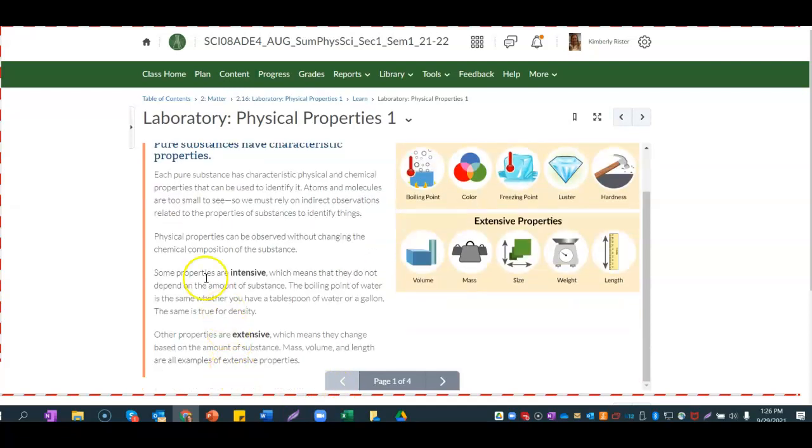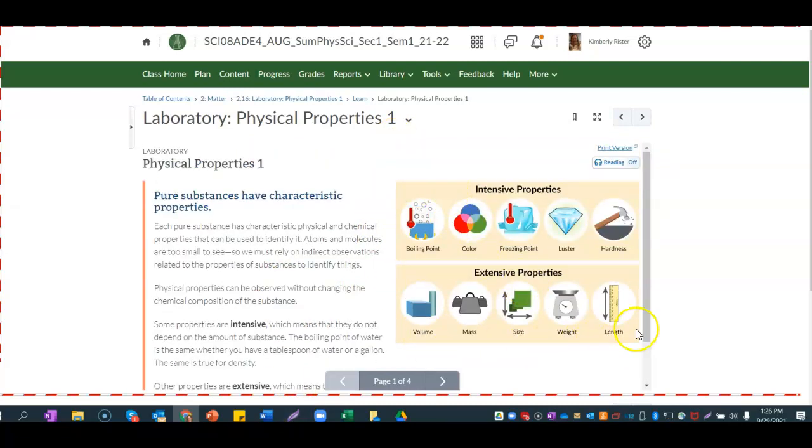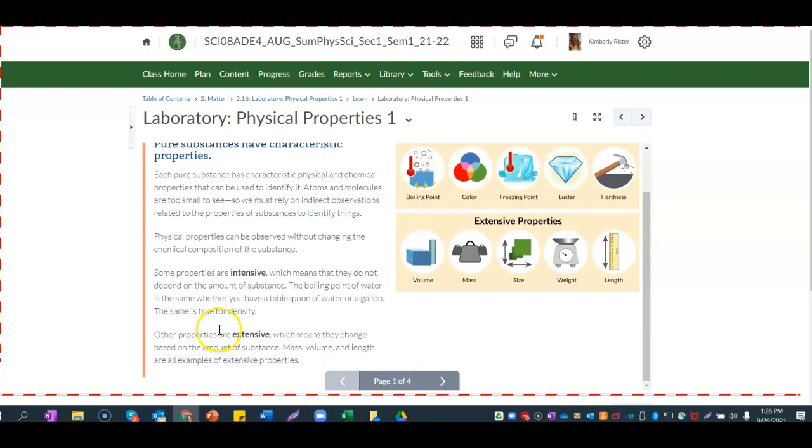Again, in your notes, you can either copy that down or use the snipping tool or Lightshot, and you can add that into your notes. This would also be a good thing to add into your notes so that you can see the differences there. When you're talking about intensive properties, they do not depend on the amount of the substance. Whether we're talking about, in the example here, a tablespoon of water or a gallon of water, the boiling point of water is going to be the same. The same is true for density.